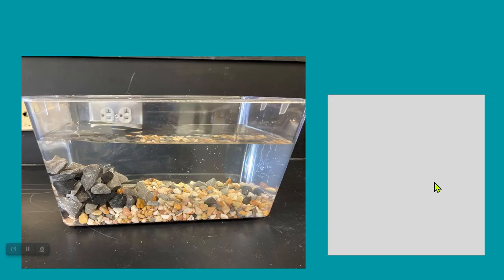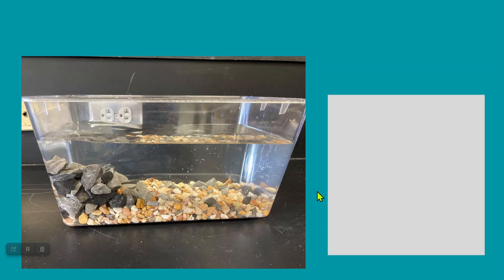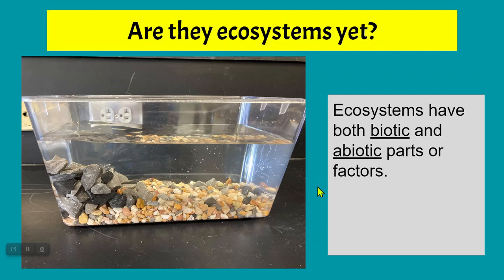So, I'll back up. We want to see how the changes in the abiotic and biotic factors, so the non-living and the living factors, have an effect on that ecosystem, on everything that's in the ecosystem. All right. So are they ecosystems yet? Not yet. Ecosystems have to have both biotic and abiotic parts or factors. And right now, this one only has abiotic factors. We have water and we have some rocks and some sand.